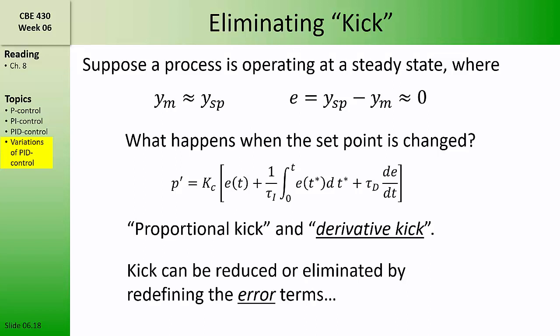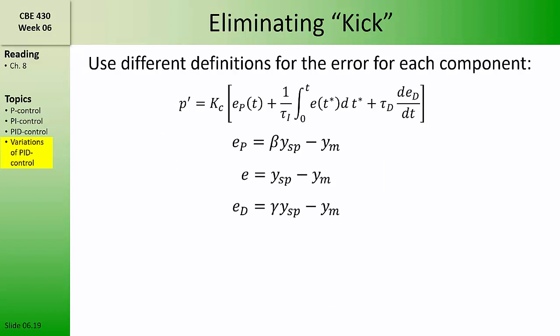Kick can be damaging to mechanical components in control loops, and it can also cause sudden disruptions in process behavior. So often we want to reduce or eliminate kick, and we can do this by redefining the error terms, so that the error in the proportional component is some fraction of the set point minus the measured value. The error in the integral component is defined as usual, and the error in the derivative component is some other fraction of the set point minus the measured value. The fractions are the beta and the gamma terms shown here.